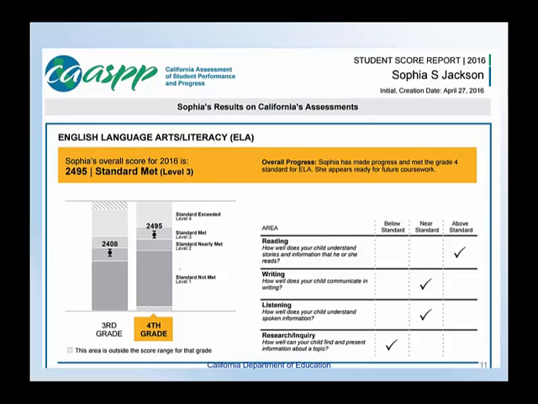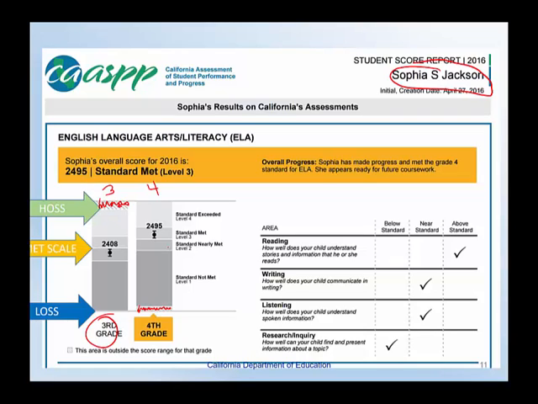Here's an example of a student score report, a letter that would go home to parents. Here's Sophia S. Jackson. So where does LOS show up? Well, here's the third grade score way down here. That's LOS at the very bottom, and then there's HOS at the top. So that's the highest obtainable score. There's no data there because they're just trying to compare third grade scores to fourth grade scores in bars side by side. Again, down here on fourth grade, there's no data right there because the LOS and HOS are higher. So just continue on.